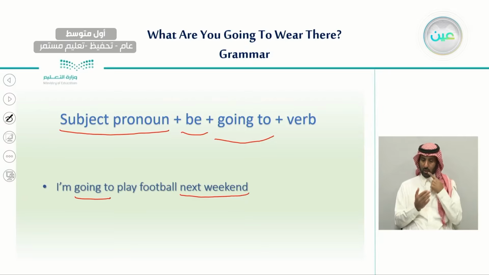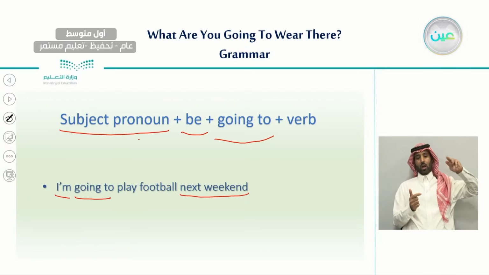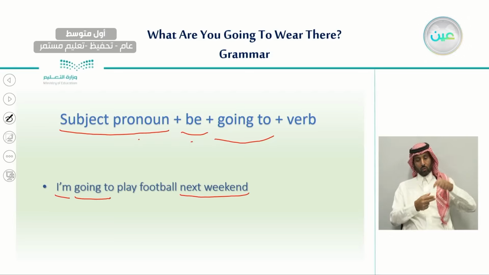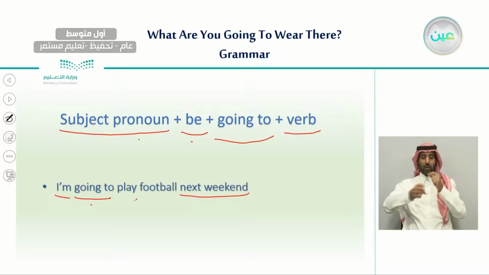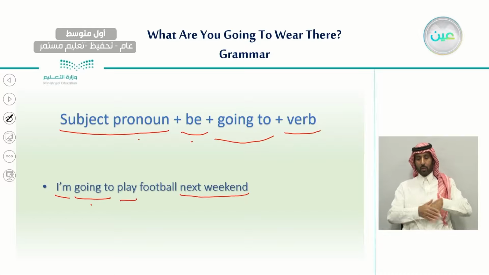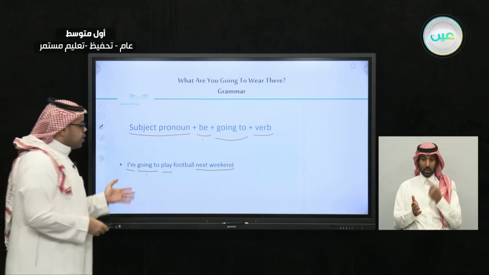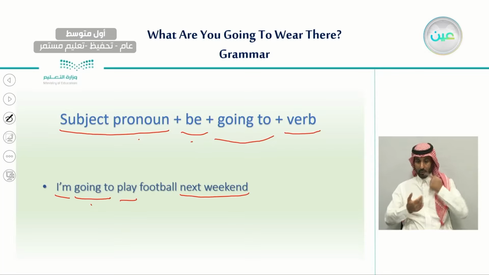And I followed the same steps we have here. I started with the subject pronoun and the verb to be, which is I am. And then I used going to right here, and then I also used a verb, which is play. So this is how we form sentences in the future. So for me, I am going to play football next weekend.